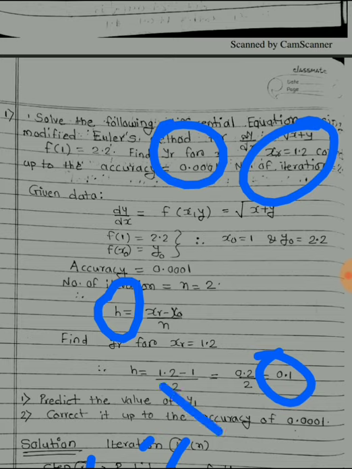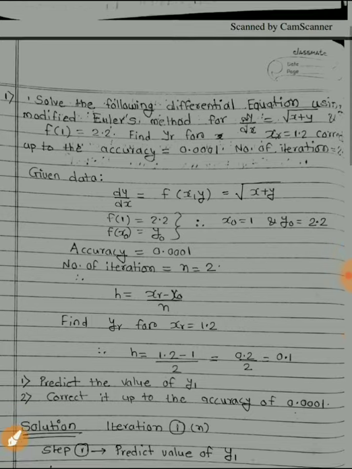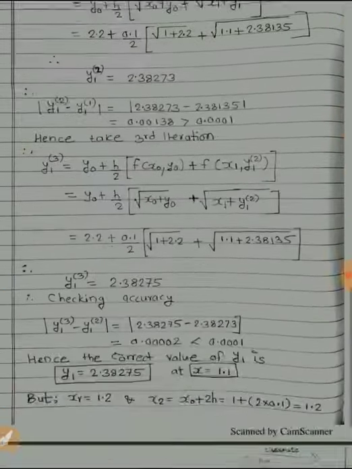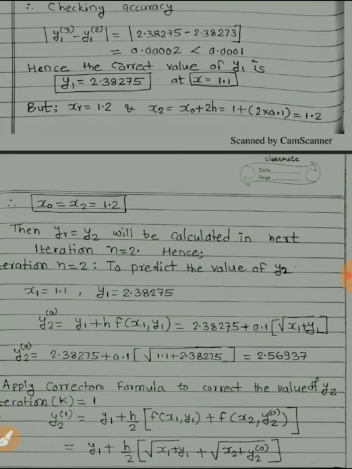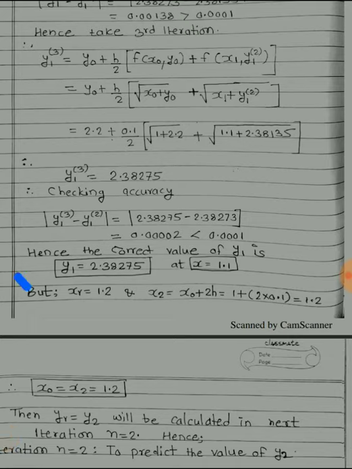x0 I have got 1. This is the x0 value which is mentioned here. Then I have added 0.1, that is the step size, to it. It has become 1.1. At 1.1 I have calculated the value of y after making corrections and everything. So I have got 2.38275. This is the correct value of y1 at x equals 1.1. But my work is to calculate the value of y at x equals 1.2. So I am going to take one more iteration.